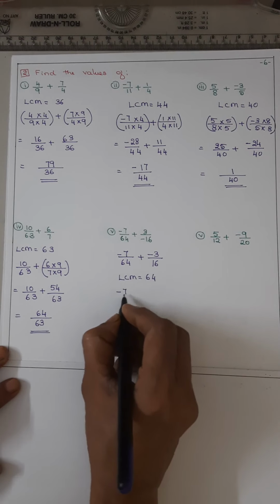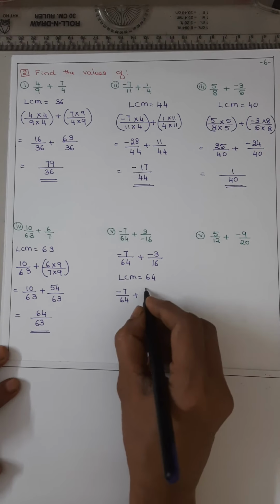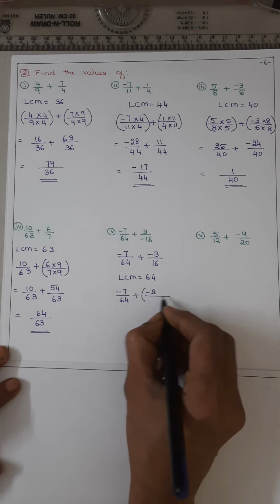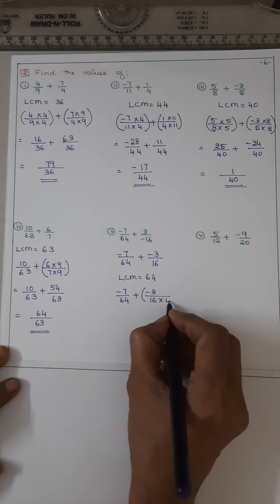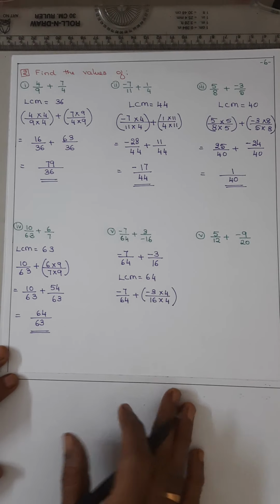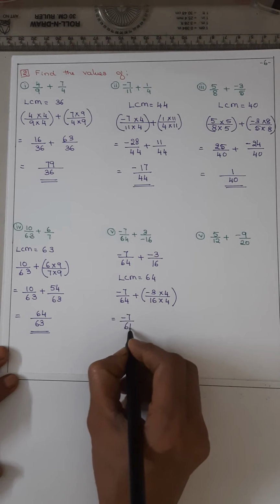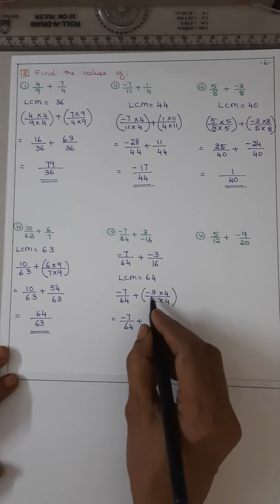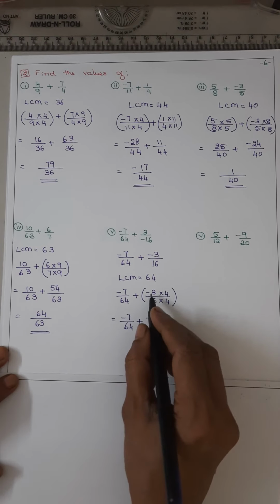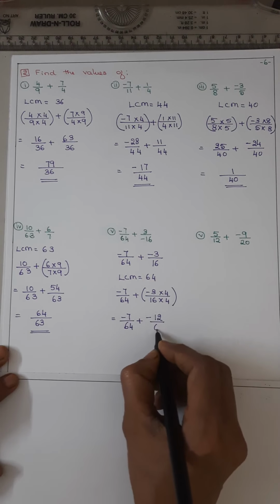So first one, it will be the same as it is. Second, minus 3 by 16. 16 fours are 64. So it will be minus 7 by 64 plus minus, isn't it? Plus minus 3 fours are 12 by 64.